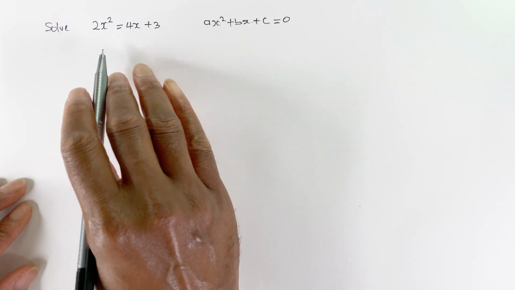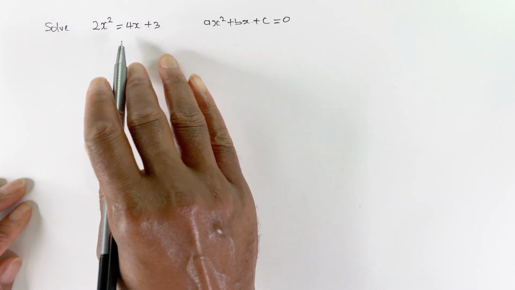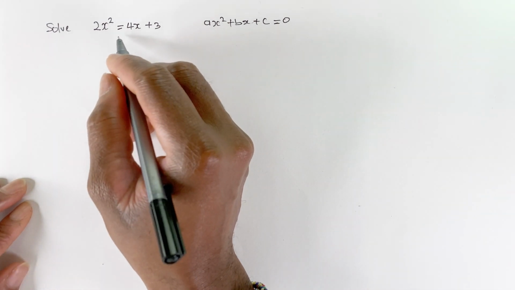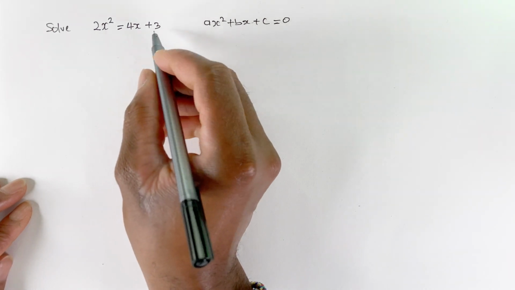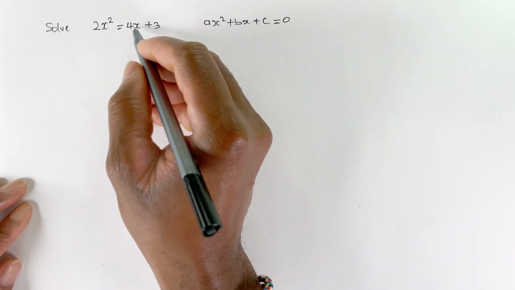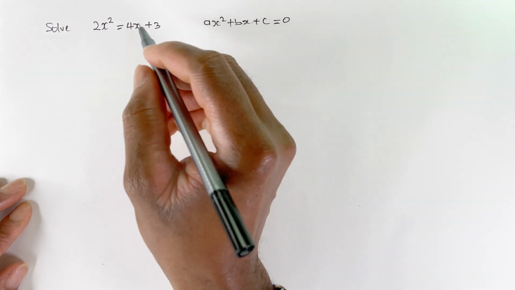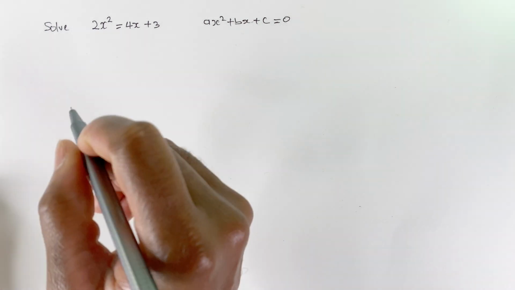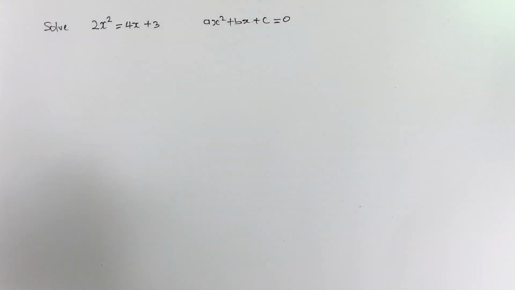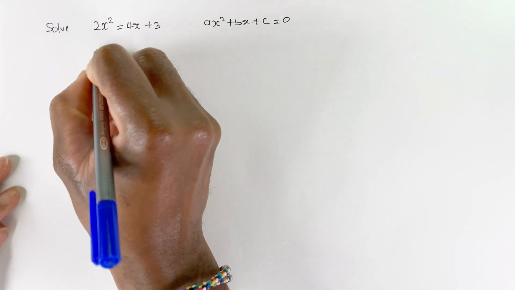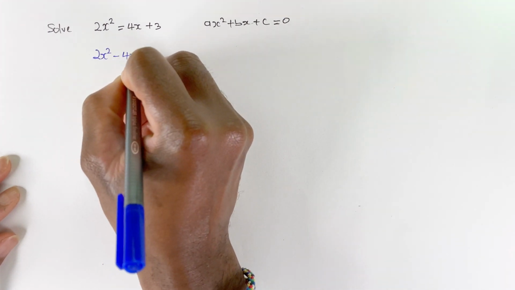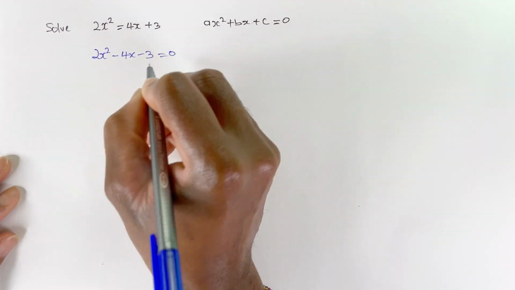And what we then need to do is make these look like that. So I'm going to take away 4x from both sides and take away 3 as well. Or move the 4x to the other side, the sign will change. Move the plus 3 to the other side, it will become minus 3. So let's start. So I'm going to get 2x squared minus 4x minus 3 equal to 0.